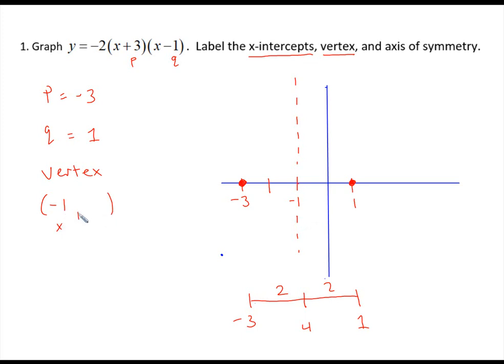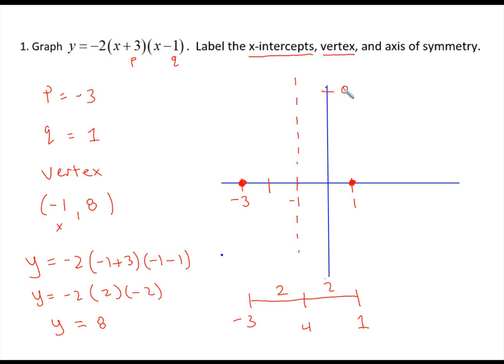So we have the x value of the vertex, we need to find the y value. So just take the x, plug it into the equation. So y is equal to -2 times (-1 plus 3) times (-1 minus 1). If we work all this out, -2 times 2 times -2, we end up with y is equal to 8. So we know our vertex is (-1, 8). Let's say 8 is up here. So right here, I know there's my vertex.